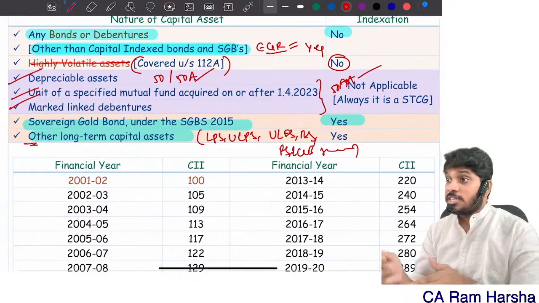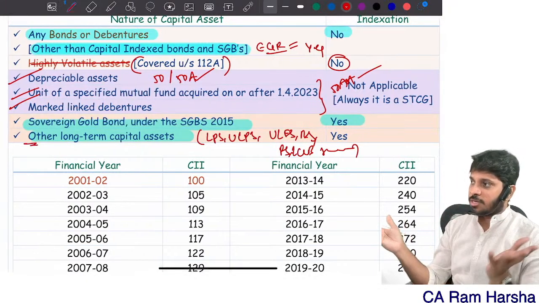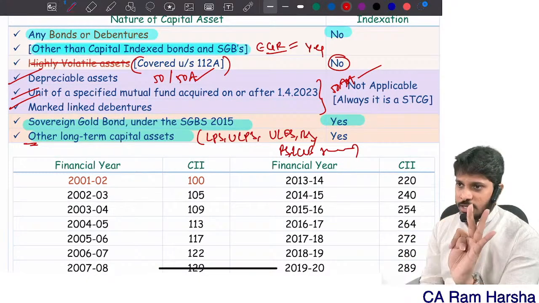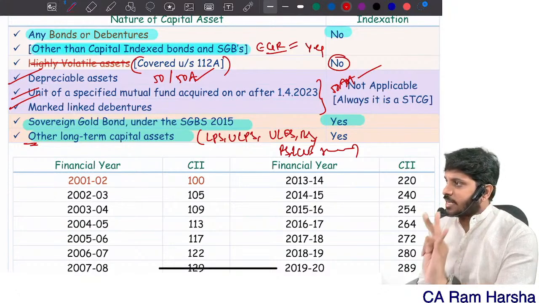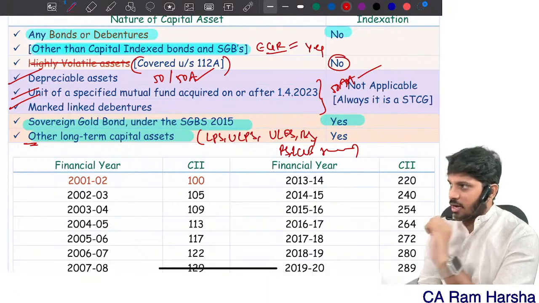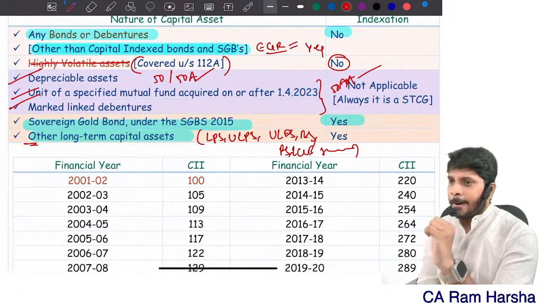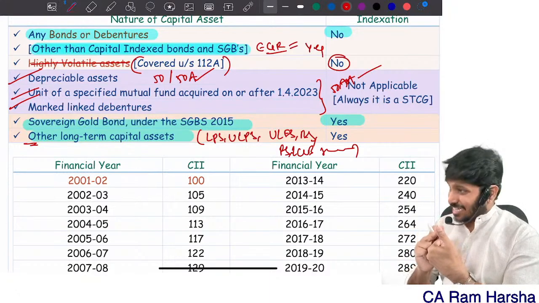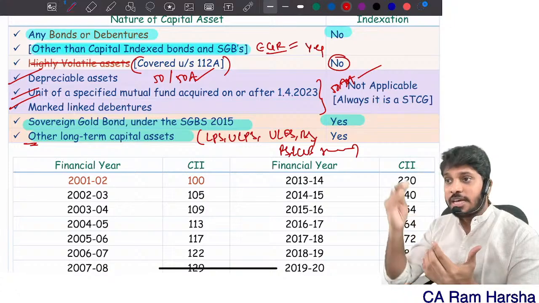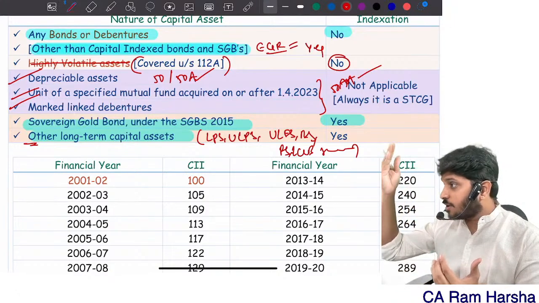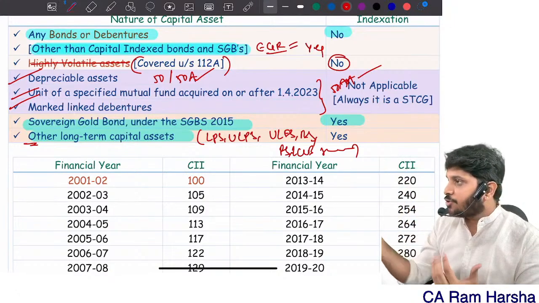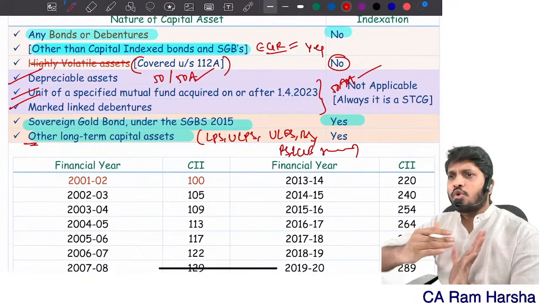Don't remember what is eligible for indexation. Remember what is not eligible. Simple. Bonds, debentures not eligible. Computing capital gains under 50, 50A, 50AA, not eligible. Getting it? And 112A assets, not eligible for indexation, because their capital gains computation will be done as per 112A special rate. 1.25 lakh is up to basic exemption is available, so no indexation at all.